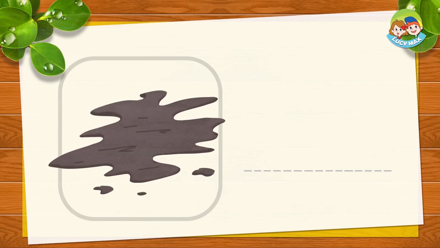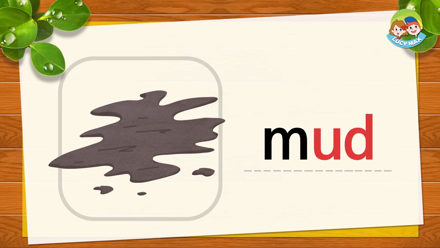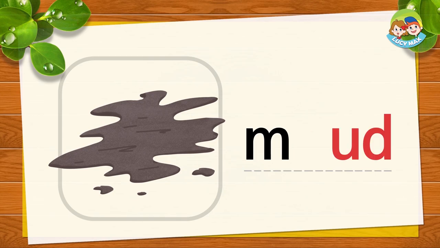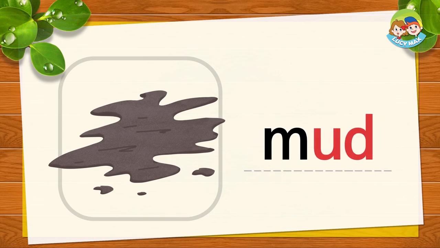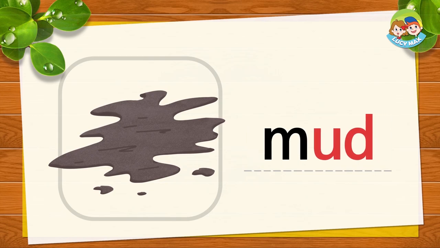The next picture is mud. Mud is wet ground. M and ud together is mud. M, ud, mud. Now you try. Very good. When do you see mud? You can see mud after it rains.